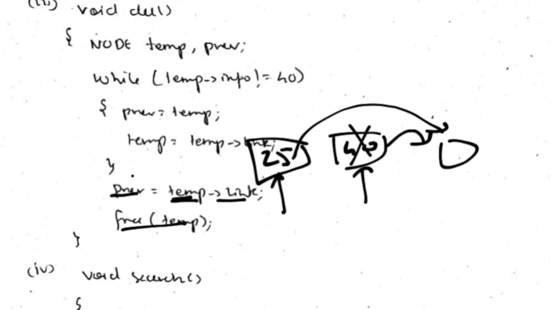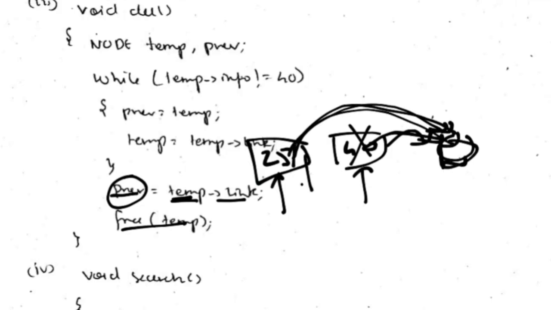So that's it. Temp arrow link will be pointed to by previous arrow link. In that way we will make a connection. If it's null here, at that time this will be stored as null. And by using free temp we will delete 40 from here.